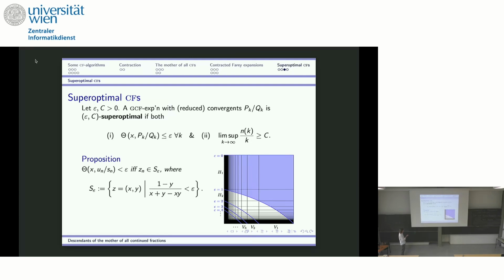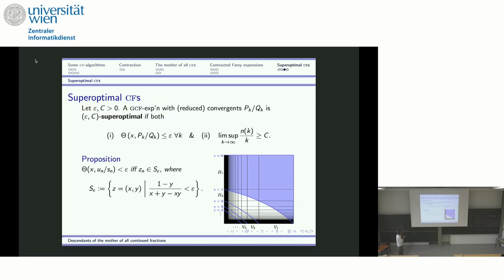One can show that the approximation coefficients of x and its Farey convergents are related to the dynamics of the point (x, 1) under the Farey natural extension map. So in particular, I've drawn several curves in this picture: epsilon equals 0, 1, 2, 3, 4, etc. These are given by the equation (1 - y)/(x + y - xy). And this set S sub epsilon is the set of points for which this expression is less than epsilon. So in particular, this shaded region would be S sub 1. And for the other values of epsilon, it's the region above the curve drawn for epsilon here.